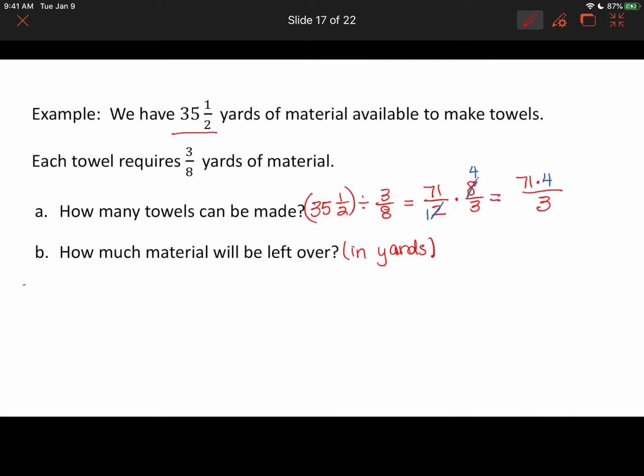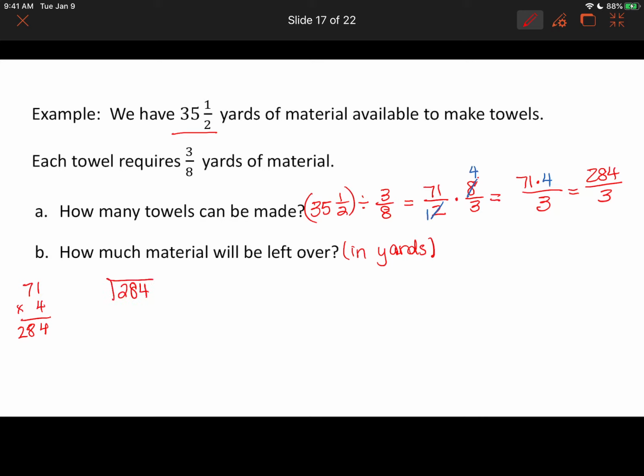And let's do some scratch work. 71 times 4 is, I have a 4 and then a 28. So 284 over 3. So I can have 284 over 3 towels. But we really want whole towels, right? So I need to give a whole number, and that means I need to divide, right?